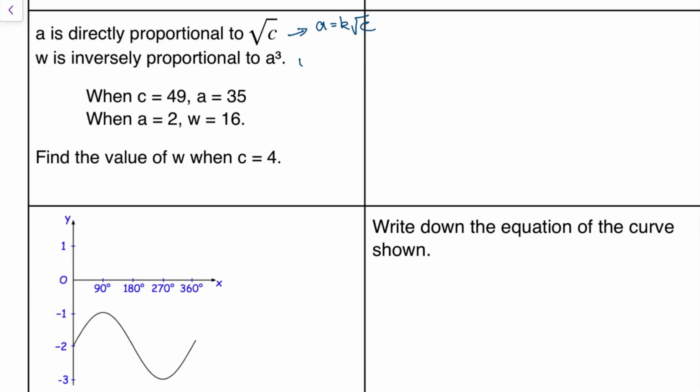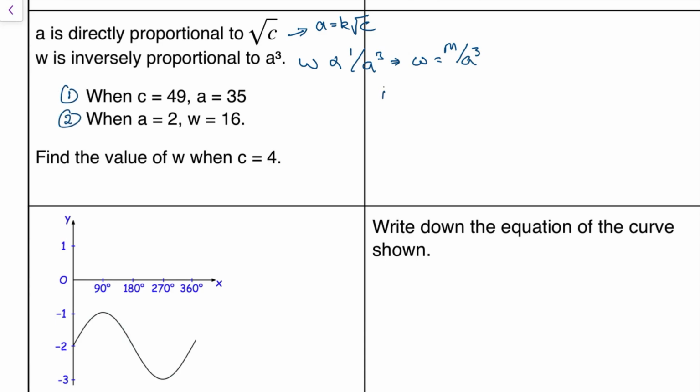Then it tells me that W is inversely proportional to A cubed, which means I can also write that W, well, I can't write K again because I've used K, so I'm going to use M over A cubed. I'm not going to use L because L looks a little bit like a 1. And then it gives me two sets of numbers. So therefore I can find out what K is, I can find out what M is. So I'm going to call this 1 and 2, and then you can clearly see what I'm doing.